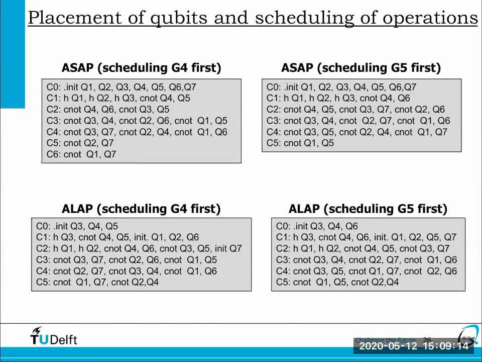And for as late as possible, scheduling G5 first, that is just going in reverse order of the as soon as possible scheduling, you still get the same number of cycles. So again, depending on what commutativity properties you are considering, and also depending on how the scheduler chooses the gate, you can end up with a better scheduling in terms of cycles.